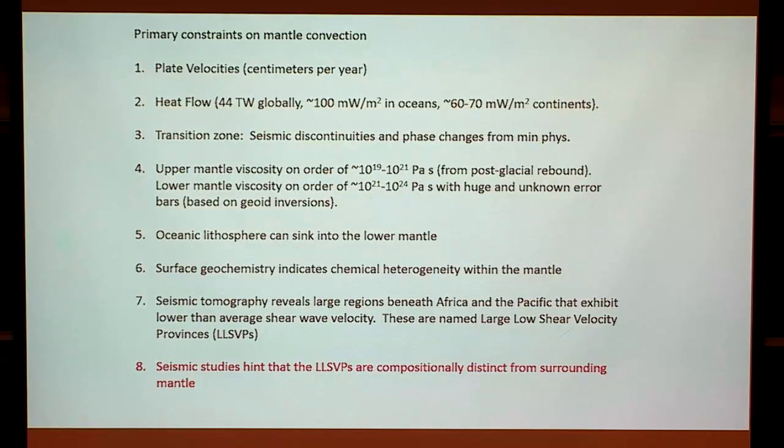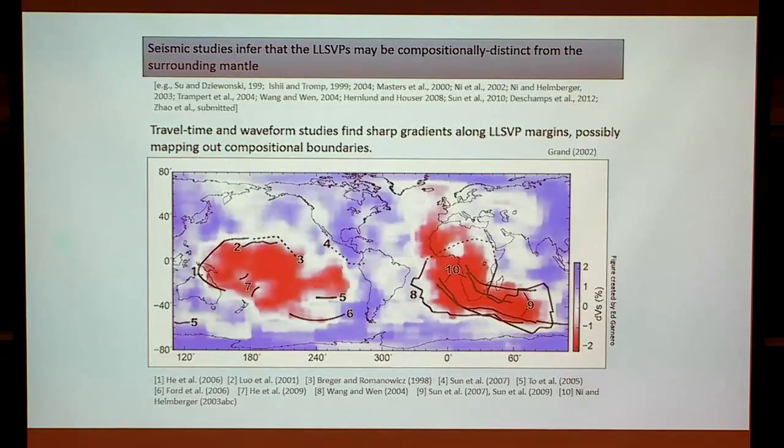And finally, seismic studies hint that the large low shear velocity provinces are compositionally distinct from the surrounding mantle. In the early days, we just thought of them as thermal, like large mega plumes. But many seismic studies indicate that the bulk sound and shear wave velocity are not correlated in a way that you would expect for a homogeneous material. To me, some of the most convincing evidence that these are compositionally distinct comes from travel time and waveform studies, which indicate that these have sharp gradients along the margins.